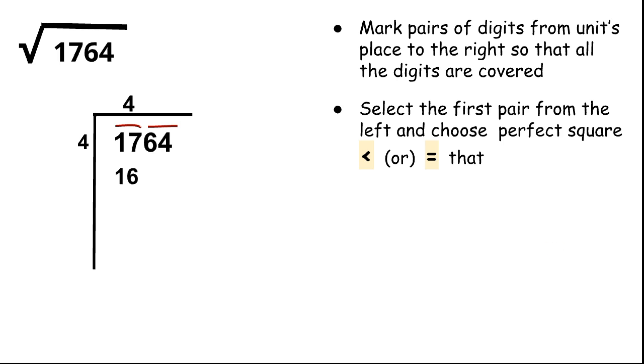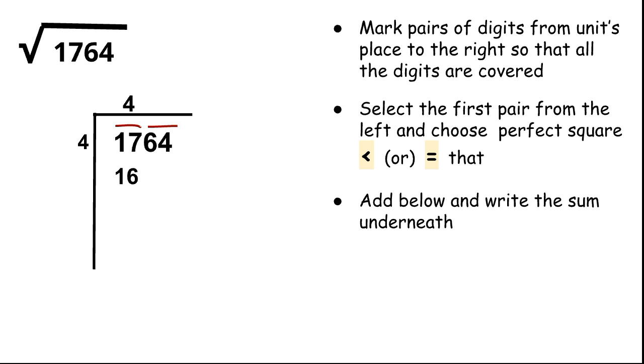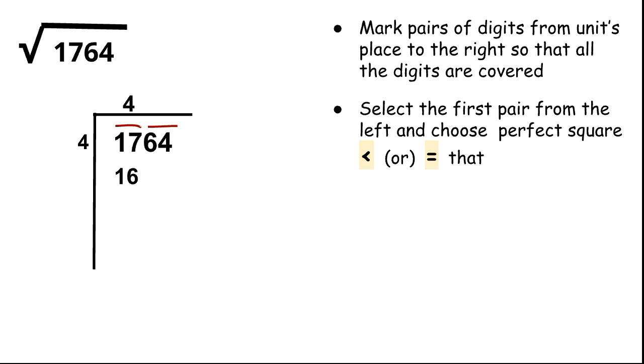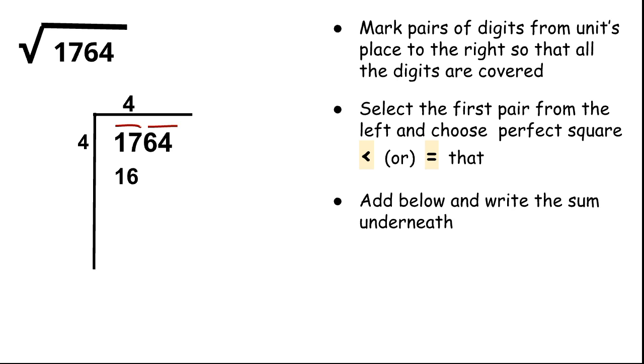Next step, we must add below and write the sum underneath. Which one do we have to add? That is 4 plus 4, which is equal to 8. This is the most important step. First, after finding 4 squared is equal to 16, next we must add 4 plus 4, which is equal to 8. Now like the normal division process, we must continue.